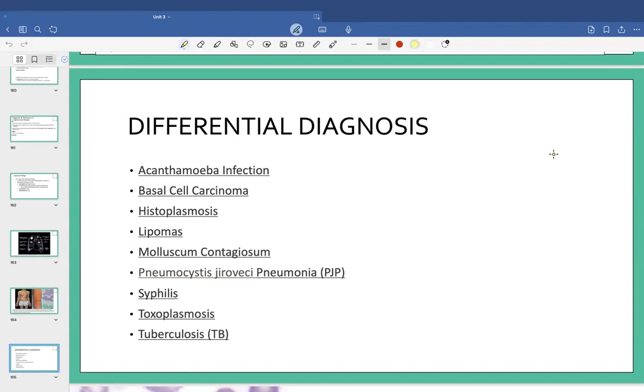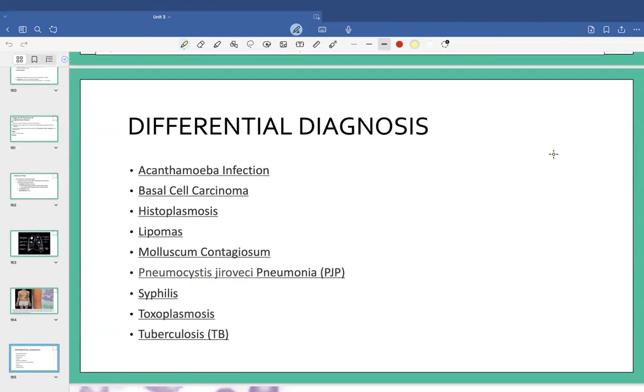But what do I want you to remember? It is the most common cause of what? Where is it found? Soil and pigeon dung. That is a STEM question. Soil, pigeon dung, fungal meningitis. If you have a patient with fungal meningitis and HIV, it's thinking cryptococcosis. Okay.